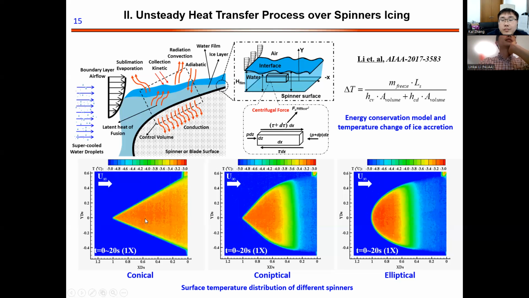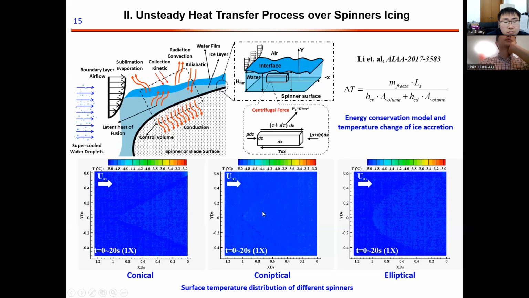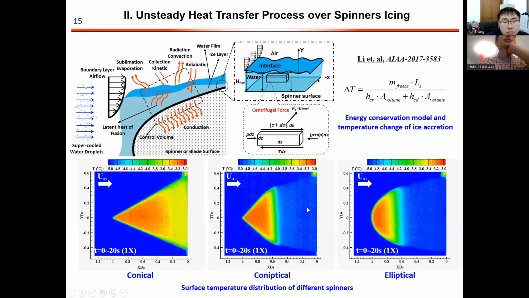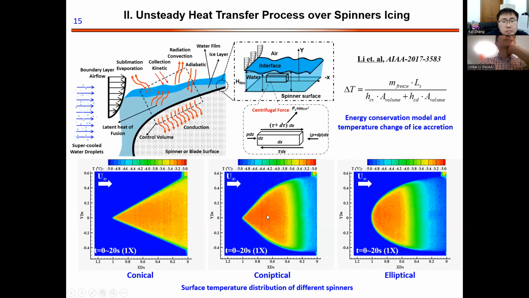This obviously demonstrates that the water and the ice affect the whole area of the conical spinner. But for the conical and elliptical, the ice built up gradually, because this green color means the temperature increased, but it's lower than the tip area. This means the water runs back from the upstream to the downstream.